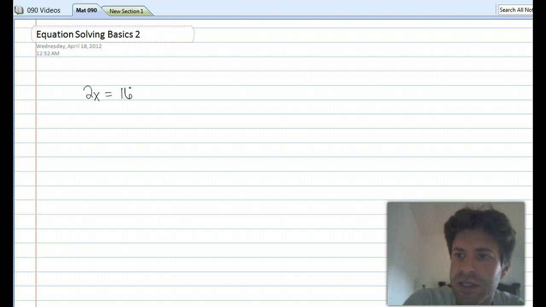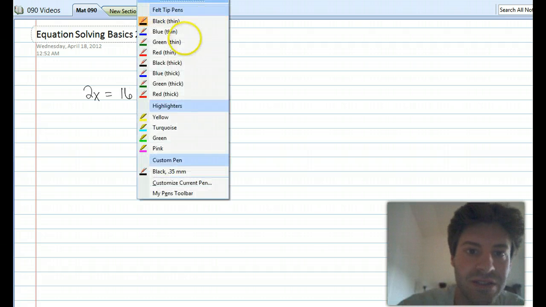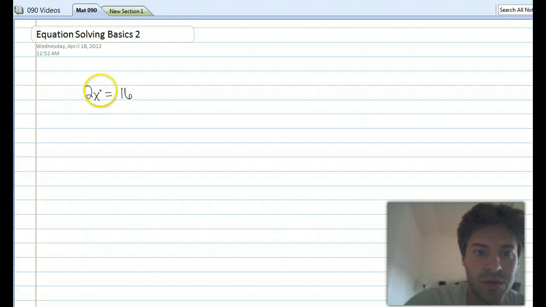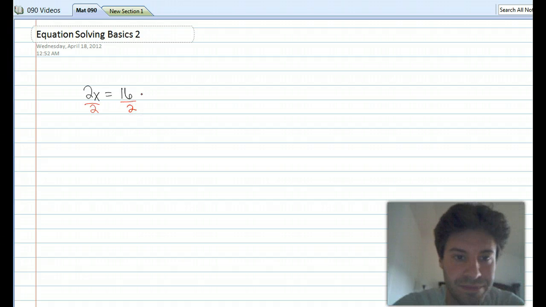In the last video, we talked about how we could add or subtract any number on both sides of an equation. As long as we do the same thing to both sides of the equation, we're okay. Now that's true with multiplication and division as well. We're allowed to multiply or divide both sides of an equation by a number, as long as we do the same thing on the left side as we do to the right side. So to get x by itself in this case, since x is multiplied by 2 in this example, what we can do is divide both sides of the equation by 2.